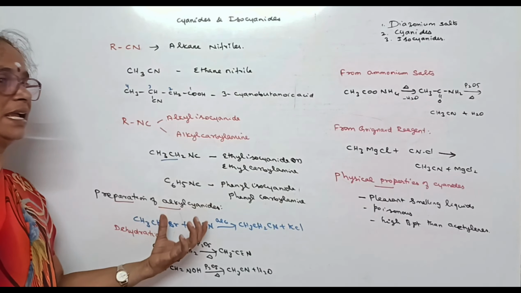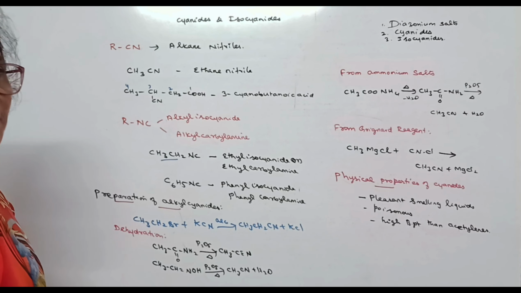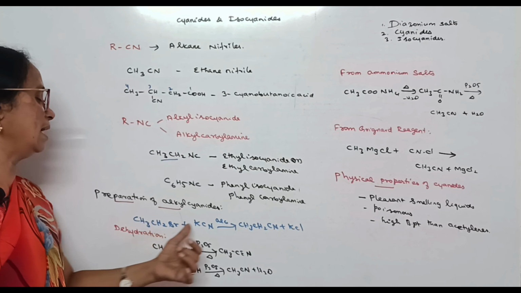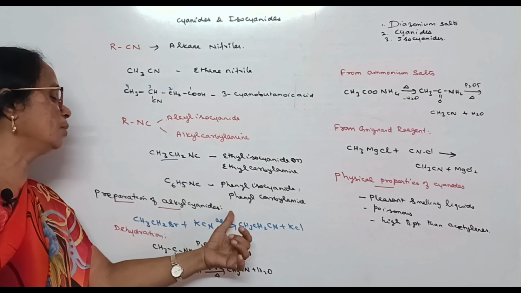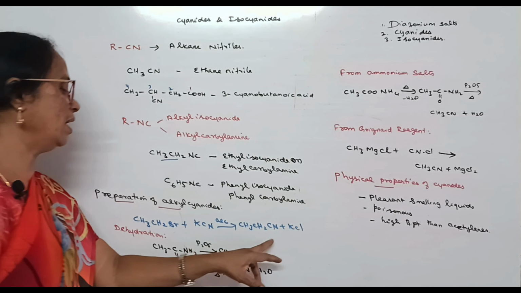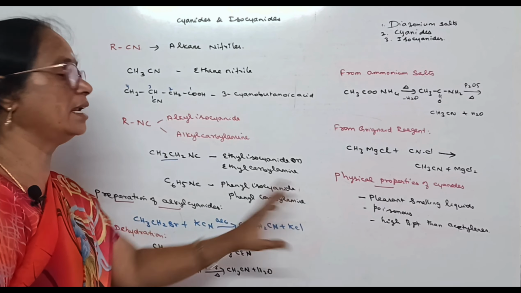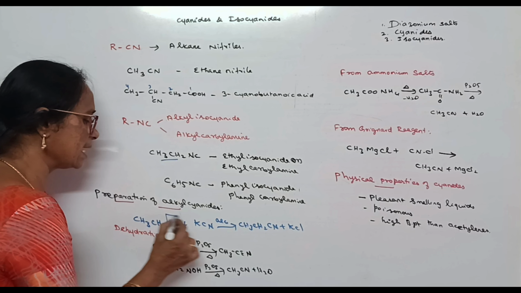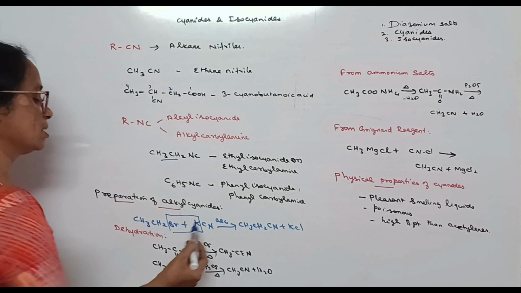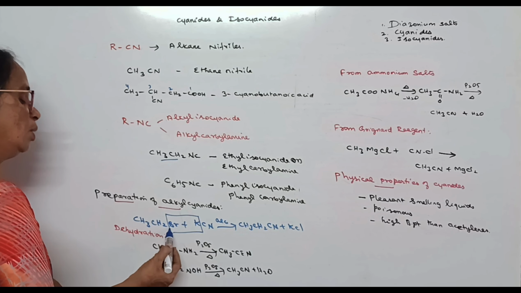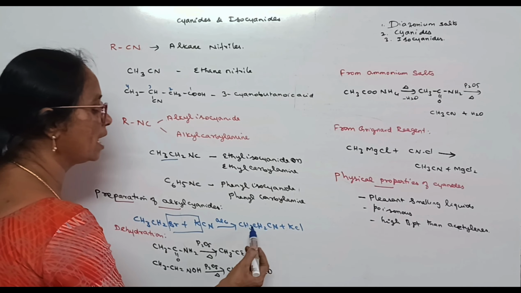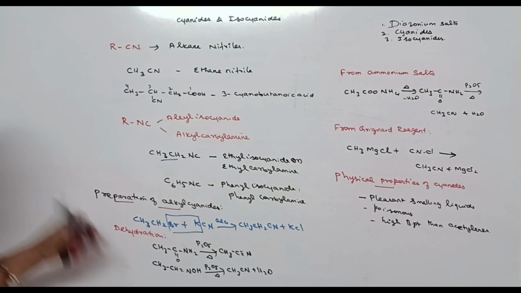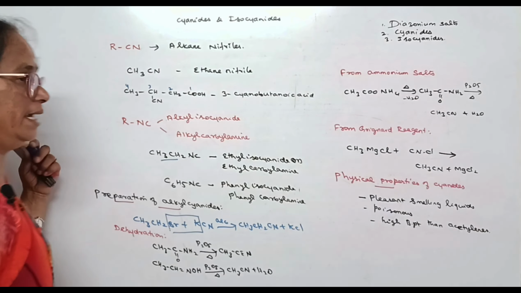Alkyl cyanides are prepared using the first chapter, nucleophilic substitution reaction. When alkyl halide is treated with alcoholic potassium cyanide, we get alkyl cyanide and potassium halide. Here KBr is removed, and the cyano group is substituted in place of bromide, so we get propane nitrile, or ethyl cyanide. The next method is dehydration.